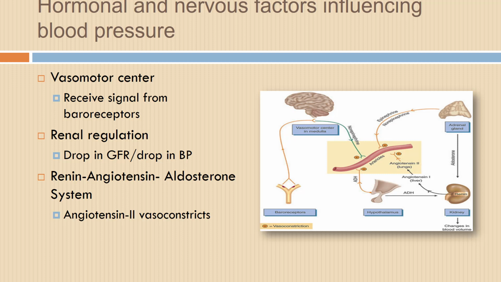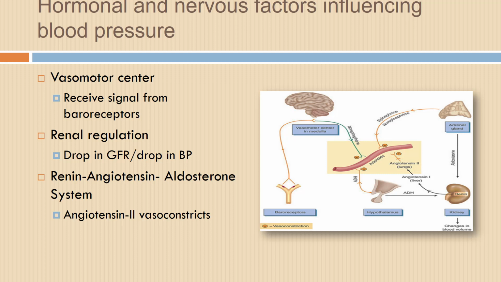A drop in glomerular filtration rate, which corresponds with a drop in blood pressure, will cause the kidneys to retain sodium and water and increase blood pressure and cardiac output. The renin, angiotensin, aldosterone system is also activated in response to decreased fluid volume. The kidneys will release renin in response to elevated serum sodium and decreased blood pressure.